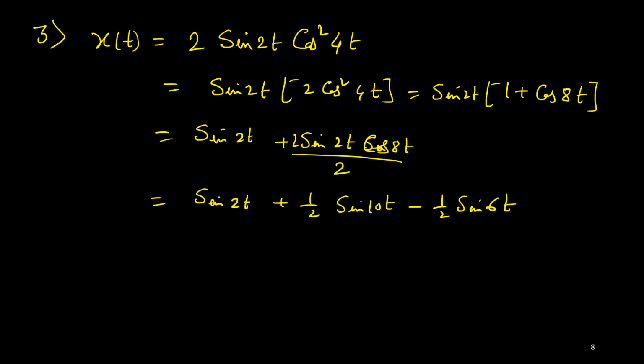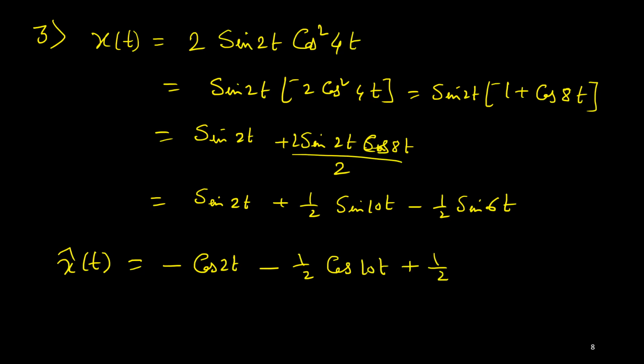Now you see these are single frequency components. This frequency is 2, this frequency is 10, this frequency is 6. Now easily I can get x hat t. That will become, now this will become minus cos 2t. This becomes negative, minus half cos 10t. This is minus 1 plus, this is half cos 6t. Then you can combine and get some better result. So this half minus half, and this is cos 10t minus cos 6t.